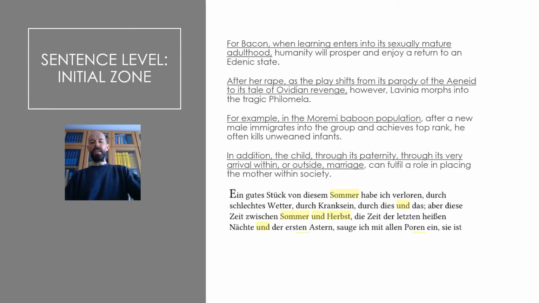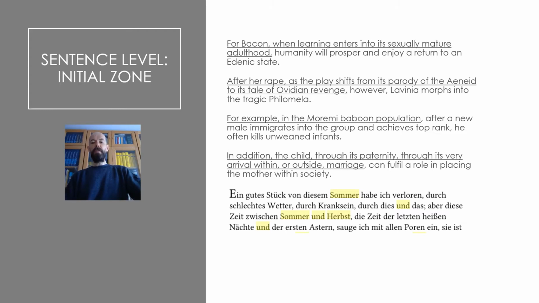Now, what do you do in cases where German fronts a very lengthy object, as in this example, taken from a text by Hermann Hesse? Ein gutes Stück von diesem Sommer habe ich verloren, durch schlechtes Wetter, durch Kranksein, durch dies und das. Aber diese Zeit zwischen Sommer und Herbst, die Zeit der letzten heißen Nächte und der ersten Astern, sauge ich mit allen Poren ein.